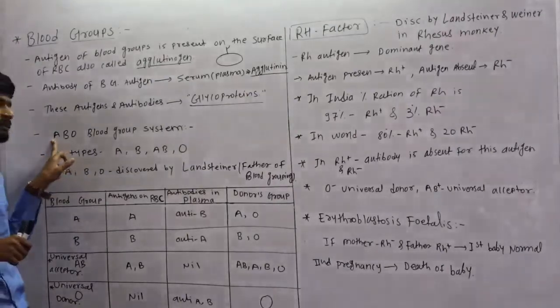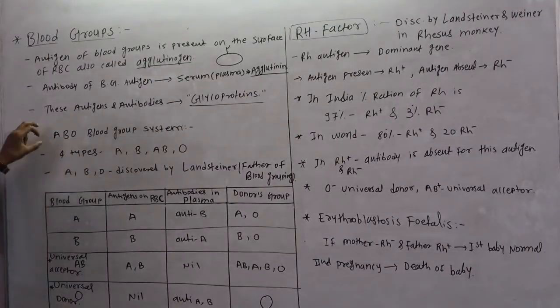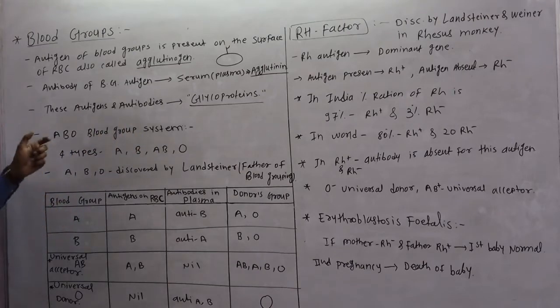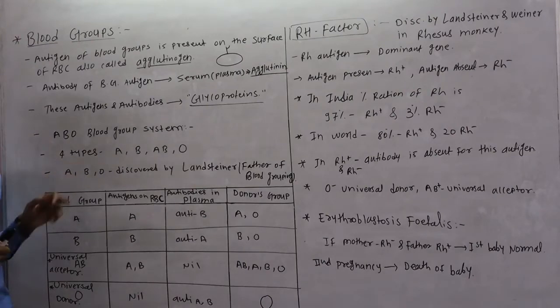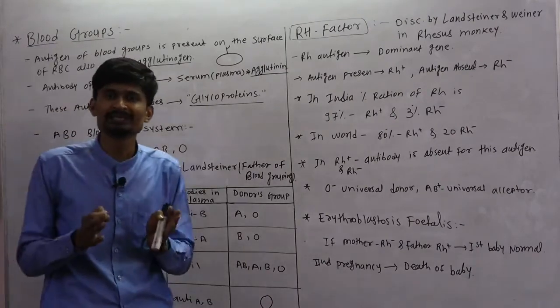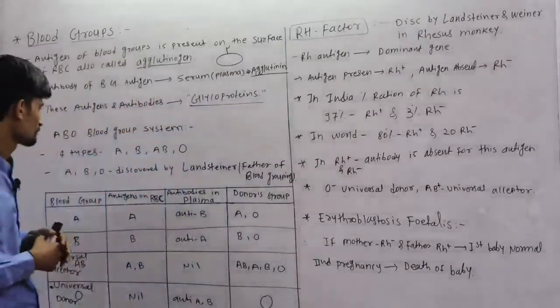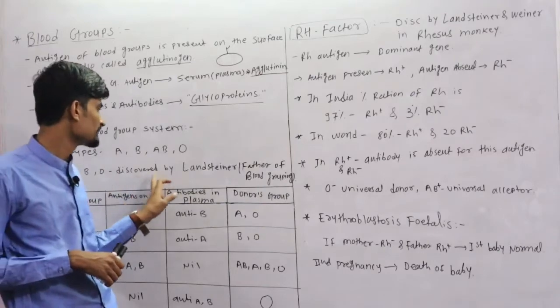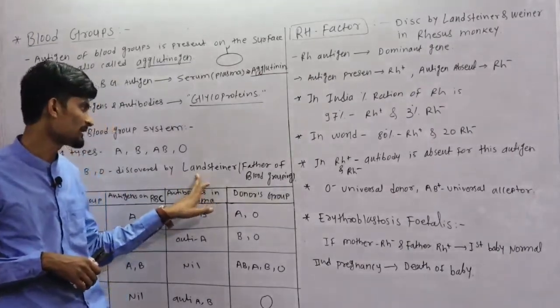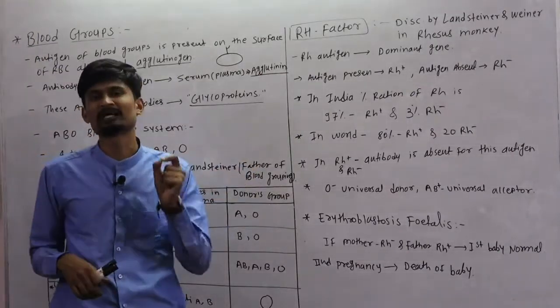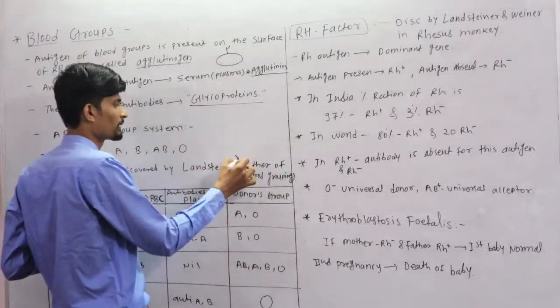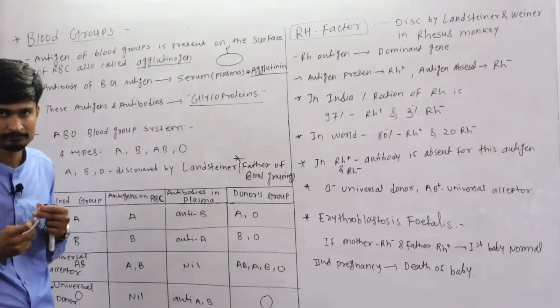Now we will study the blood group system. So we study the ABO blood group system. In the ABO blood group system, there are 4 types of blood group, that is blood group A, blood group B, AB and O. This ABO blood group is discovered by a scientist, Landsteiner. That's why he is called the father of the blood grouping. Important that you have to remember, father of blood grouping is Landsteiner.